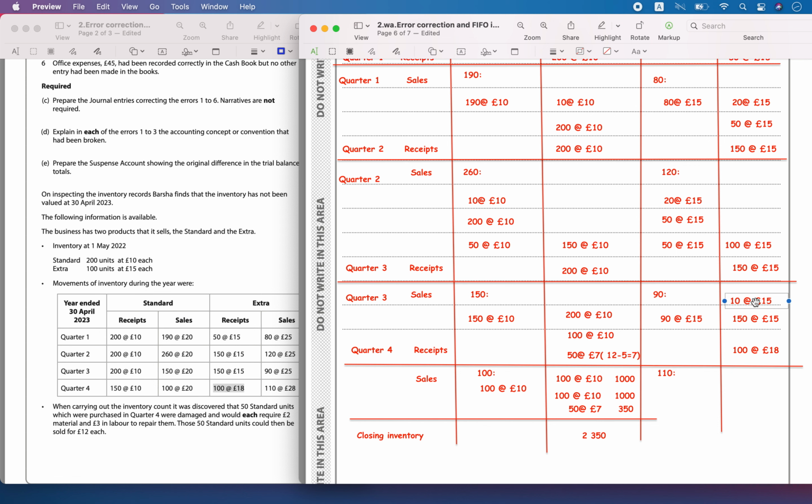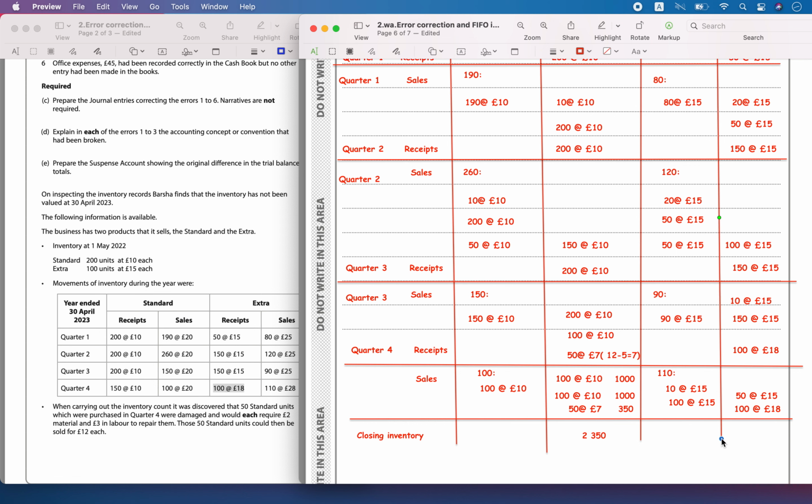Now how will you issue? First, the 10 units at 15 you will issue, and then 100 units from the 150 at 15 pounds. From that I will issue another 100. So the remaining will be 50 at 15 pounds and 100 at 18 pounds. This will be the leftover balance after issuing. So now you add up these two. These will be the closing inventory for the extra product.